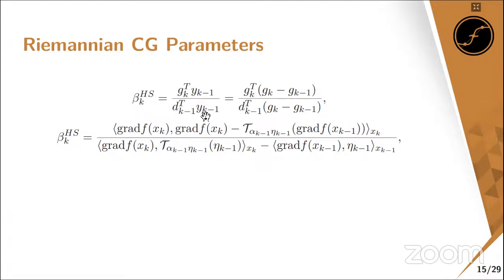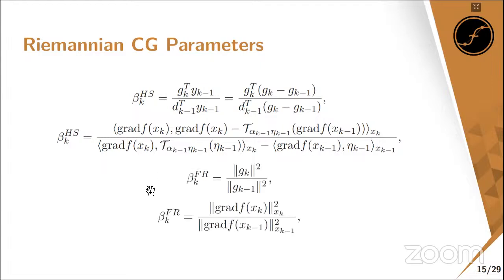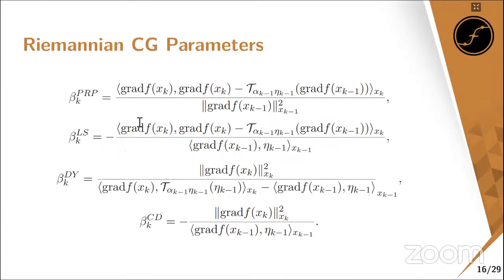As we talked earlier, beta HS is given by this, when we take y_{k-1}, that is the difference between two consecutive gradients. We can now extend this to the Riemannian manifold, that is Riemannian CG, as this. So also we look at the Fletcher-Reeves. This is straightforward to extend because it has no vector transport there. The other 4 CG parameters in Euclidean settings are therefore extended to Riemannian CG parameters as follows.